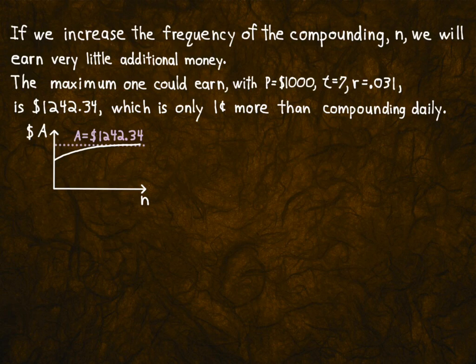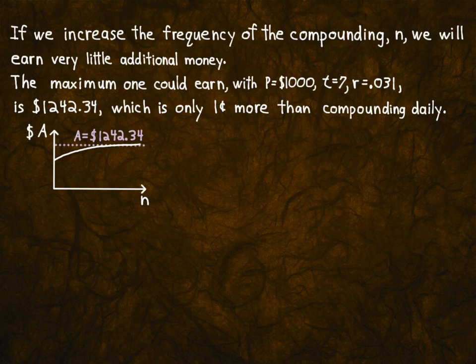So this is a graph. The vertical axis is the amount of dollars that you earn, and this is given a principal of 1,000 times 7 years and an interest rate of 0.031 annual interest. And the horizontal axis is the value of n, the number of times per year that you're compounding the interest.